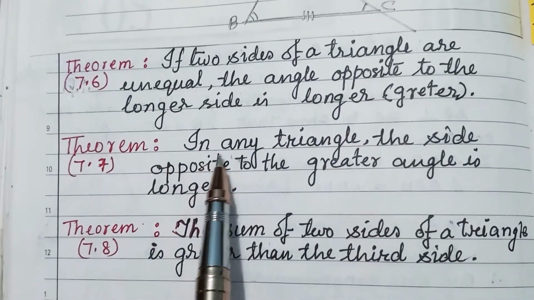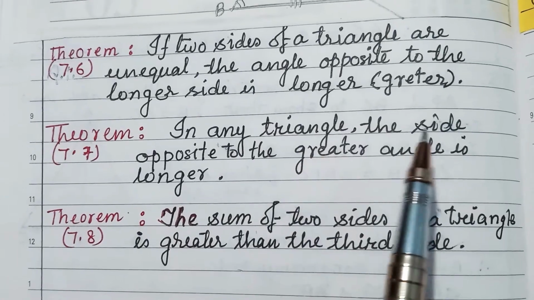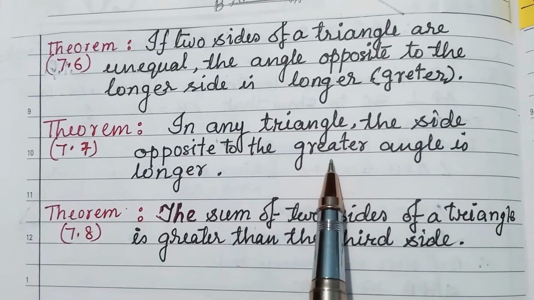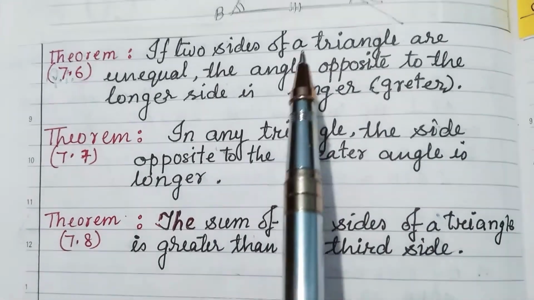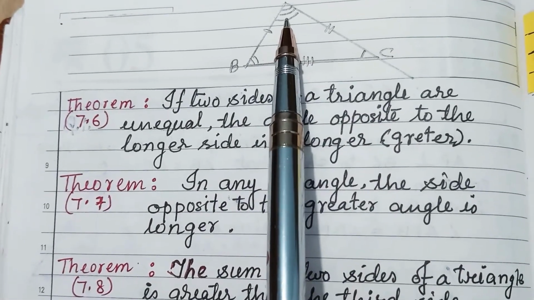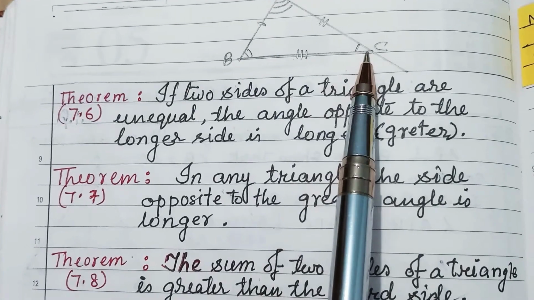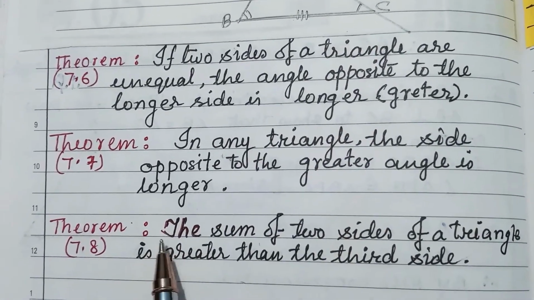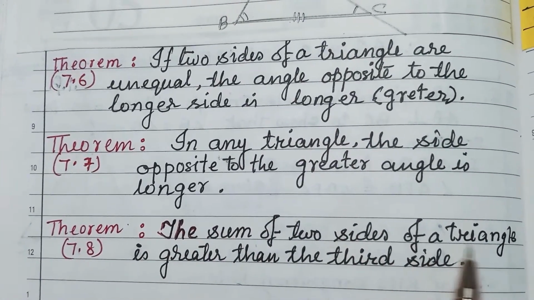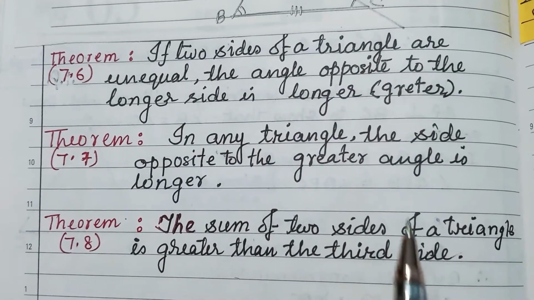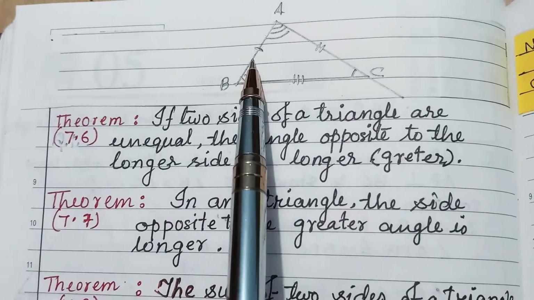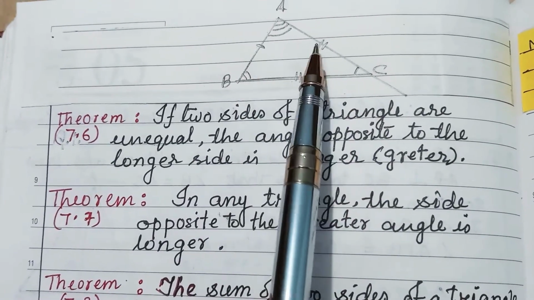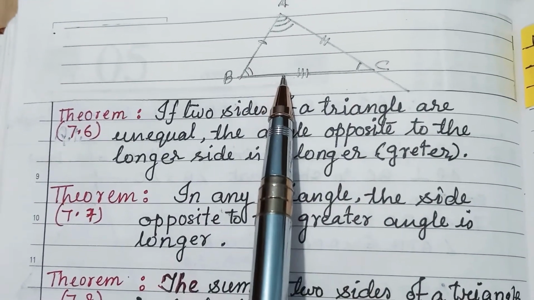Now, the second theorem: the side opposite to the greater angle is longer. Okay. The third one is: the sum of two sides of a triangle is greater than the third side. AB plus AC is always greater than BC. The sum of two sides is always greater than the third side.